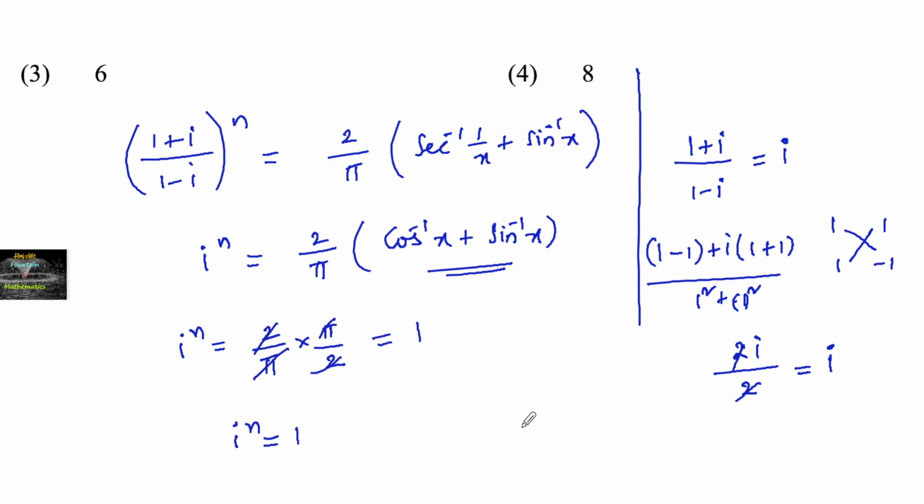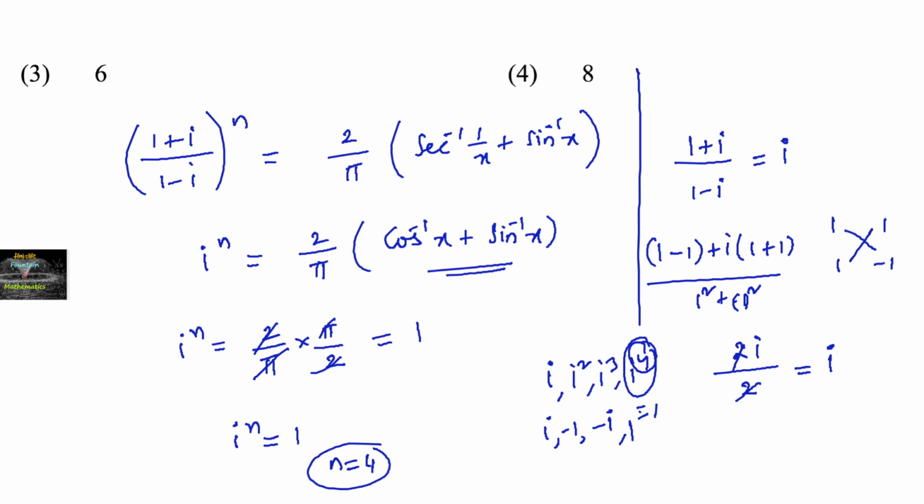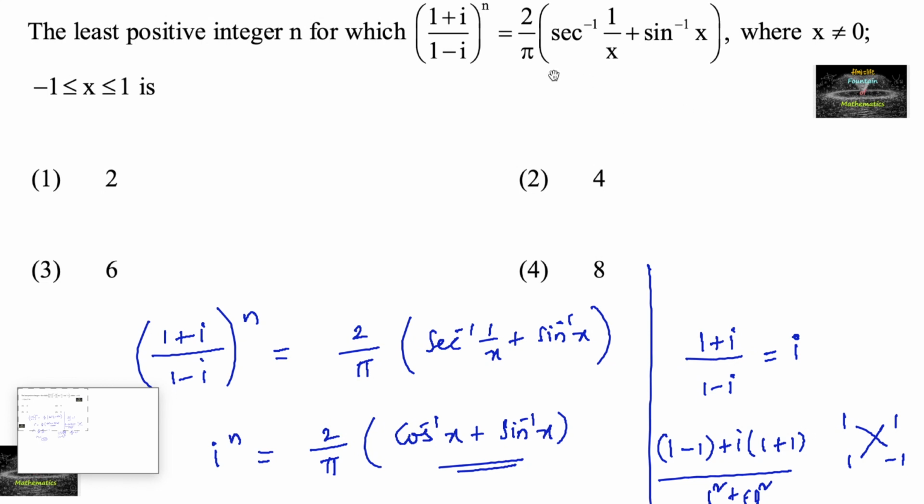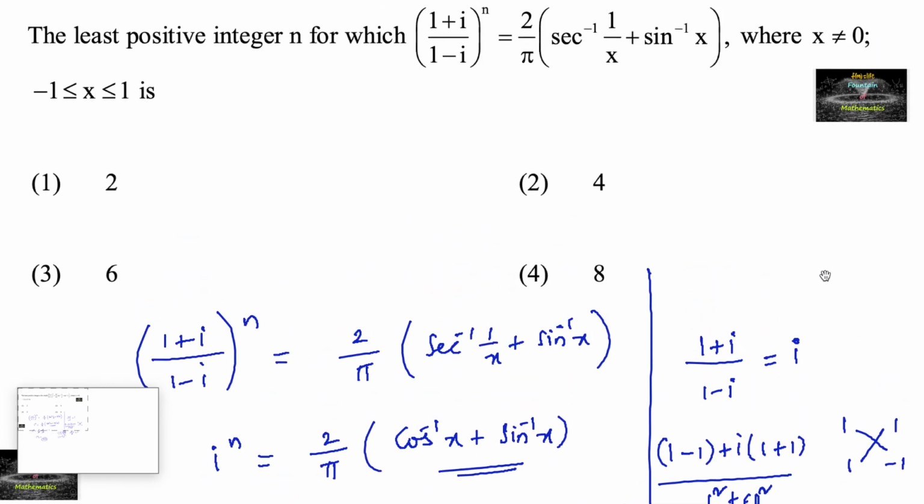i power n is equal to 1, like i square, i cube and i power 4. i power 4, the value is 1, that is the smallest. For the smallest integer you will be getting 1. So this is i square is -1, this is minus i, and again i power 4 is 1 you will be getting. So we can say that n is equal to 4 is the least positive integer for which both are equal. So we can go with option 2.